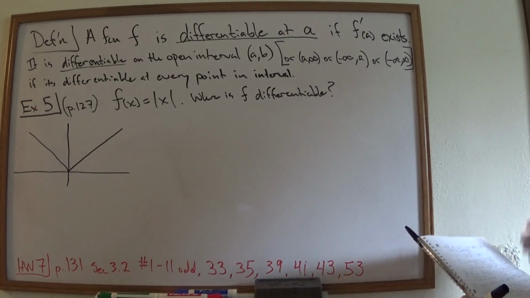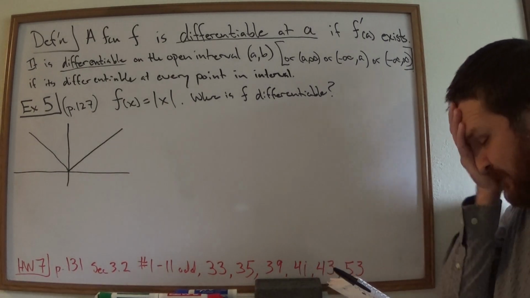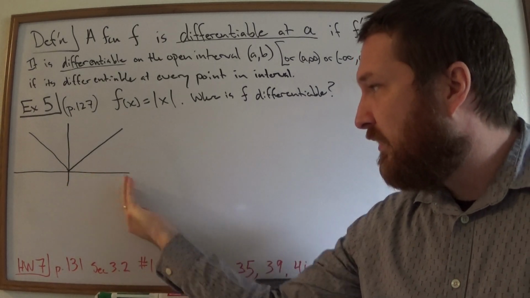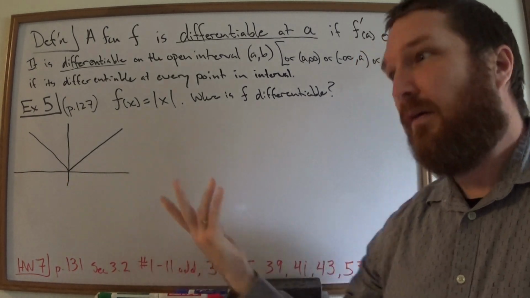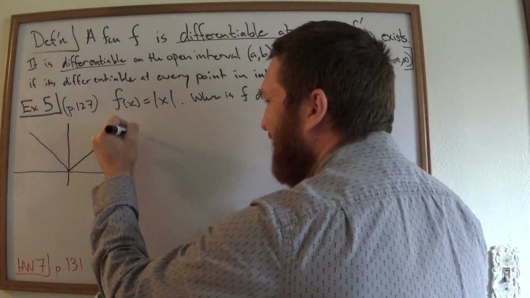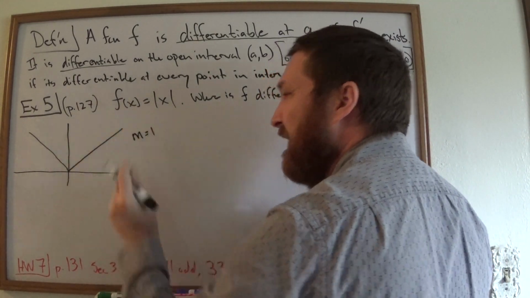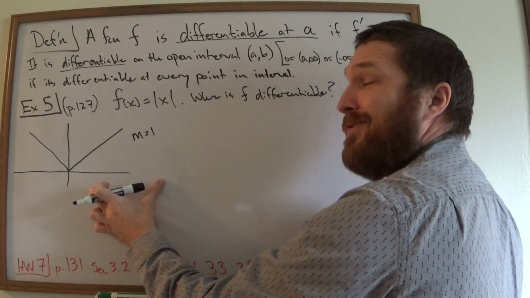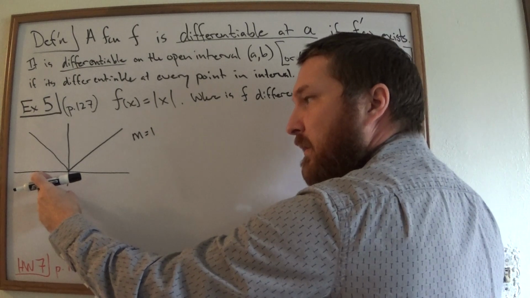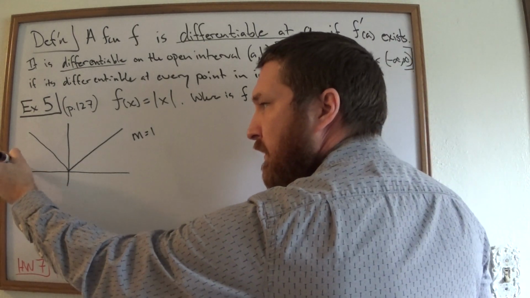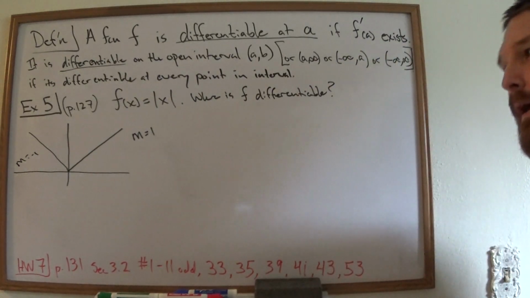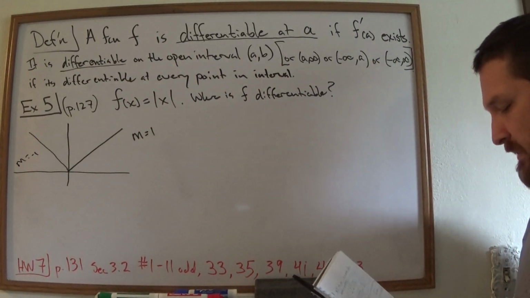Let's see. It's pretty clear that when you're over here, the slope is 1. I'm glad we don't need to think about that too hard. It's just the function x over here. Over here, what's the slope? Negative 1. Okay, so let's think about this.